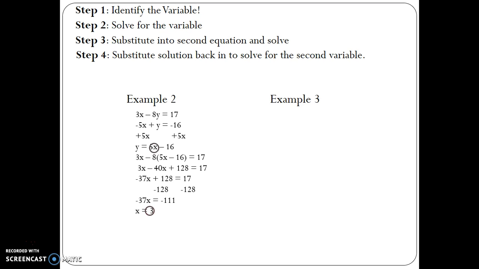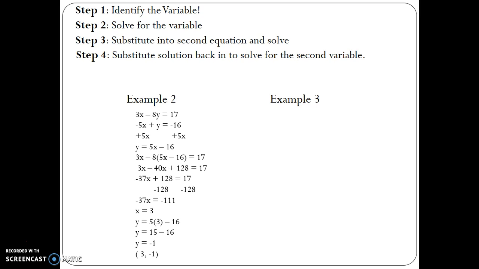In this case, we're just going to put it back into y equals 5x minus 16, since that and the second equation are the same thing. So we're going to have y equals 5 times 3 minus 16. 5 times 3 is 15. 15 minus 16 is negative 1. Last step, we're going to put it in an ordered pair. Remember, alphabetical order, x then y, so we get (3, negative 1).